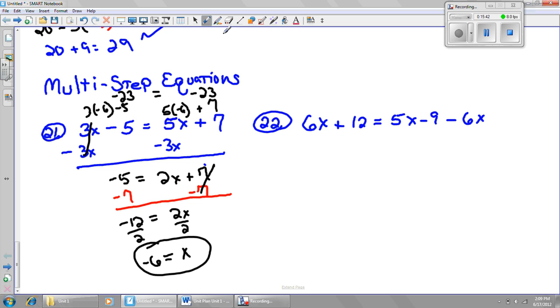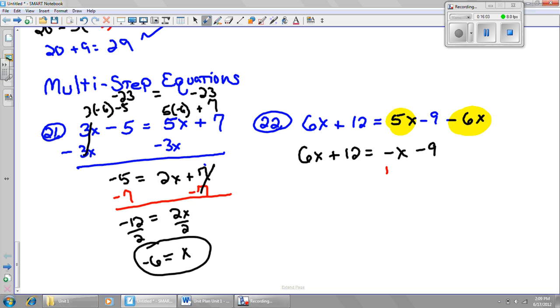First thing I notice is on my right-hand side, I've got some like terms. And I'm going to combine those on the right-hand side. Okay, and I'm going to get negative x minus 9. Now it looks just like the last problem.